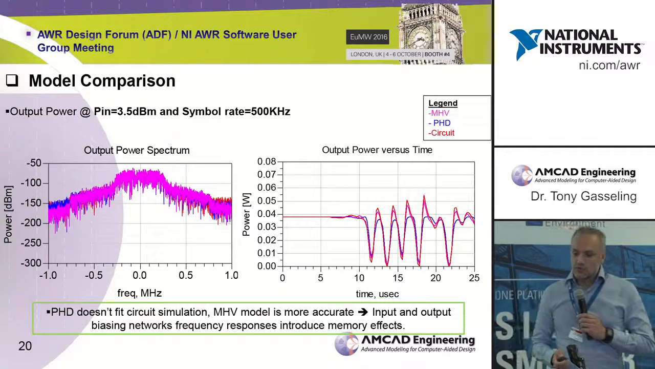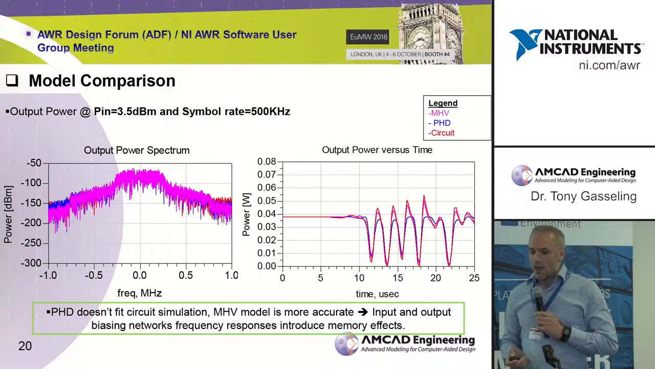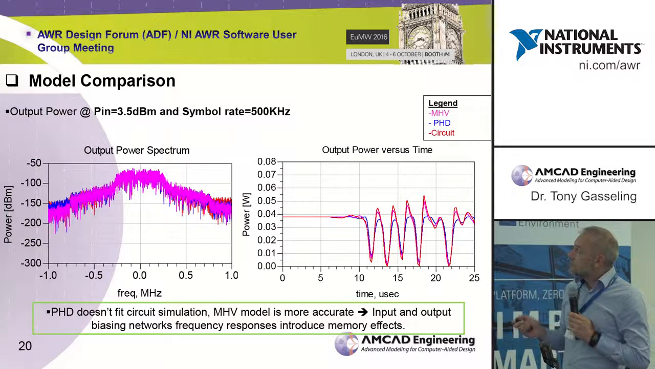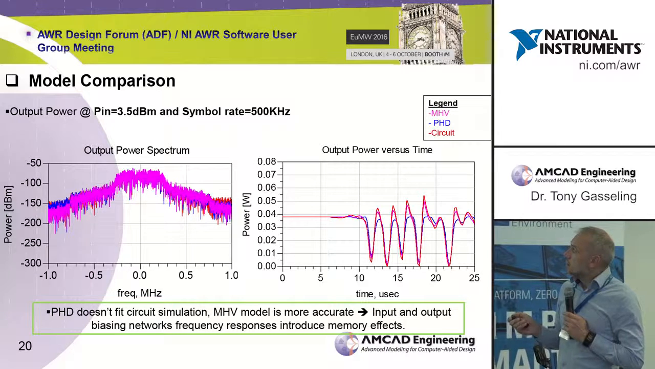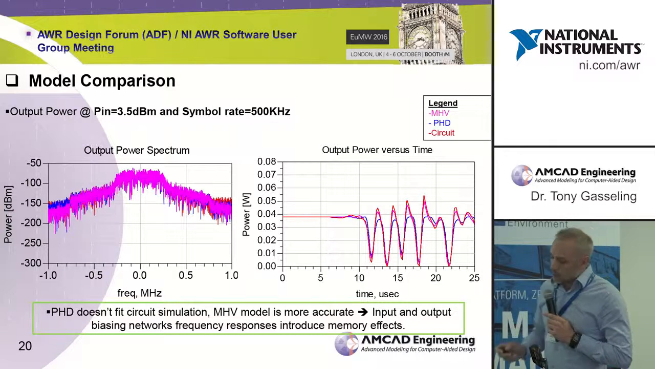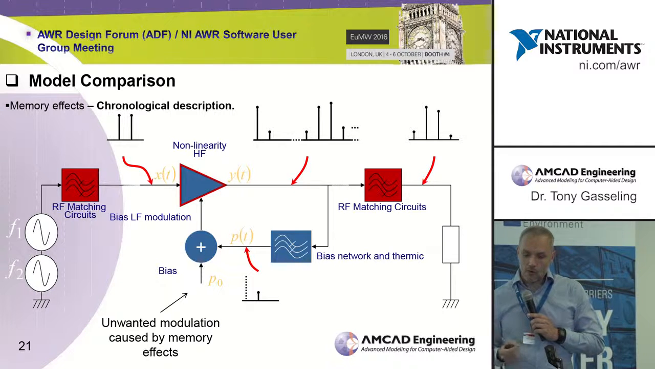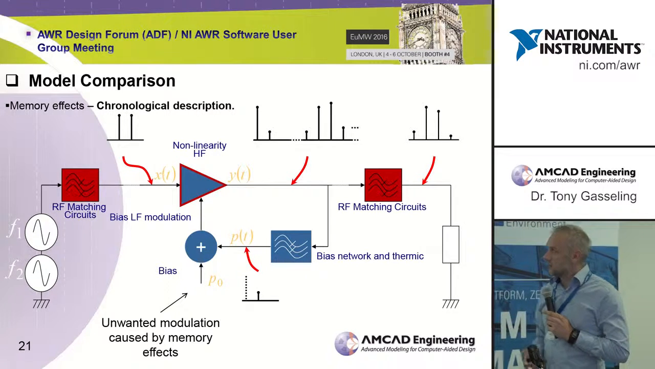Let's increase the symbol rate a bit, up to 500 kilohertz. We can already observe some deviation between the circuit response in red and the static model with no memory, which is the blue curve here with the PhD. These responses can also be observed by looking at the output spectrum, for example. But we can push the limit to a higher modulation rate. We will see that in the next slide.